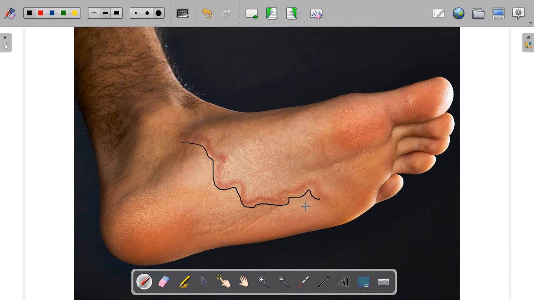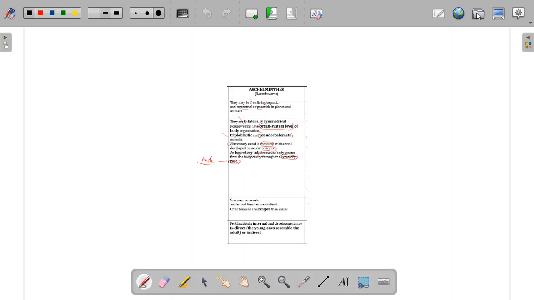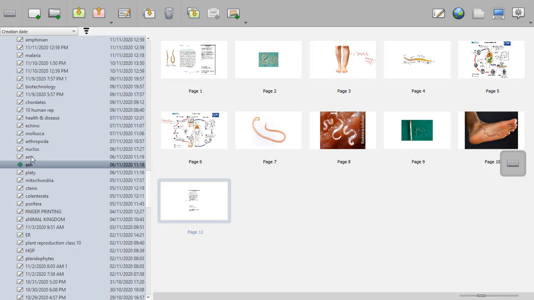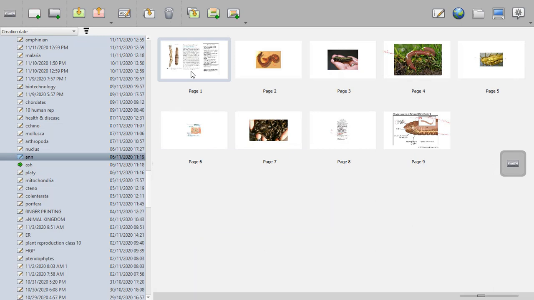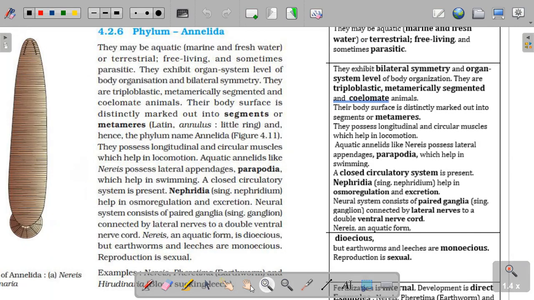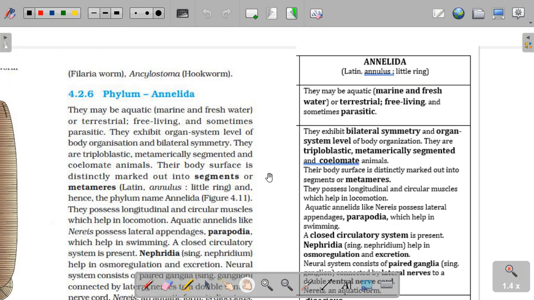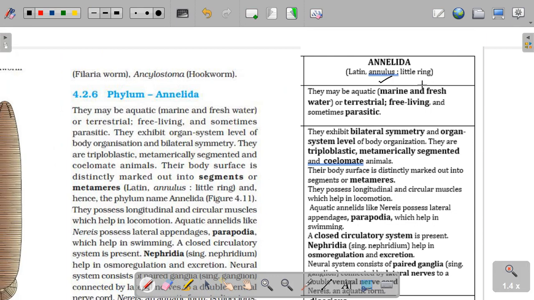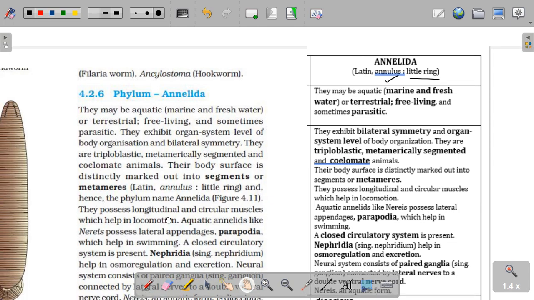Okay, so this is about Aschelminthes. Now let's move to the next phylum called Annelida. Annelida is a phylum having the name like annulus, Annelida. You can see annules, little rings. So you can say that the organisms that belong to Annelida have a distinct morphological characteristic which is nowhere found in the lower forms.